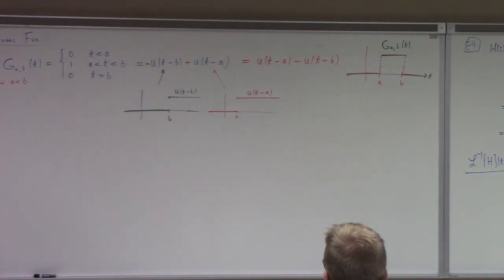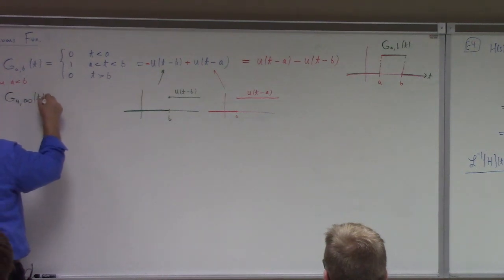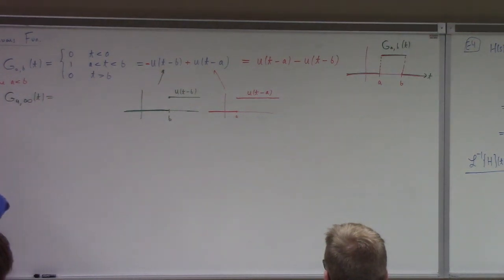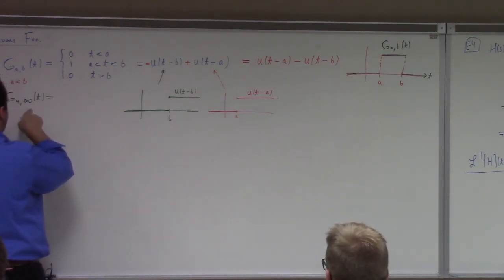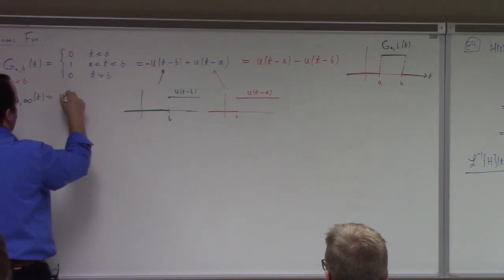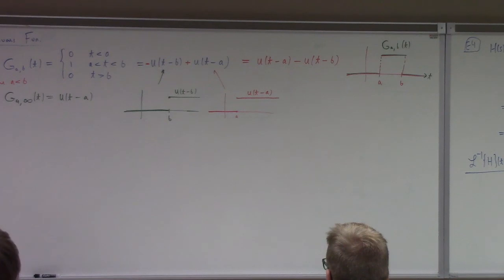We'll also sometimes need g of a comma infinity. What would that mean? That would be like we turn it on at time a and we just leave it on. Like my children with the lights around the house. They never turn them off. This is their gate function for that. So this would just be u of t minus a. That turns on at time a, and it just never turns off.